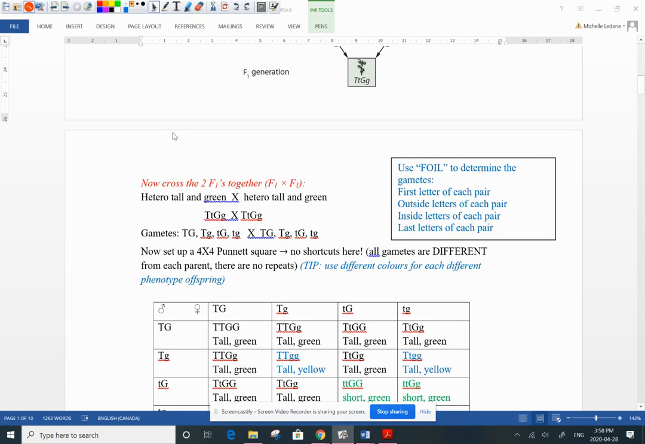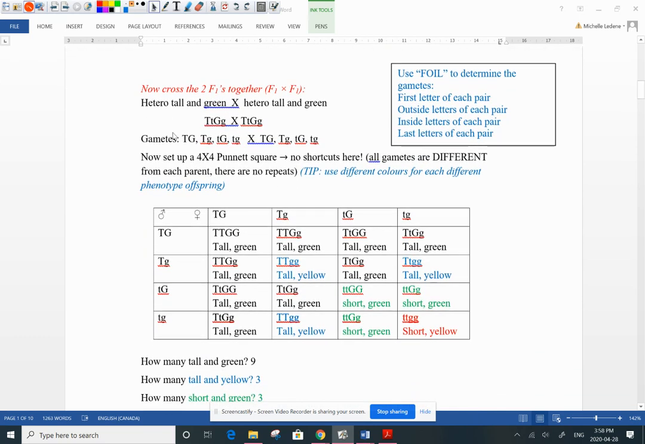Okay, so let's take a look now that we have these. 100% of our F1 generation was heterozygous. How do we figure out the gametes? Well, we're going to do what I call FOIL, and we're going to determine each of the gametes. Here I'm going to use some different colors. For those of you who are familiar with math, the first letter of each pairing, F, is the first letter. So here I go. Big T and a big G. That's how I got this first gamete: big T, big G. Those are the first letters in each pair.